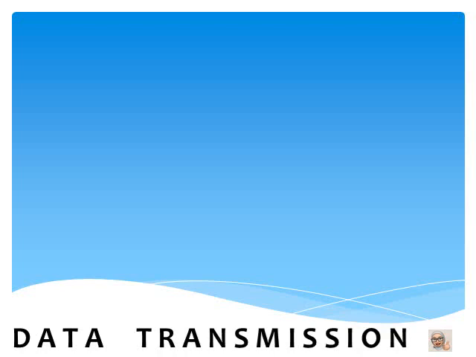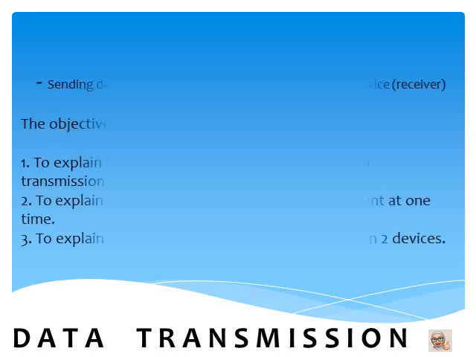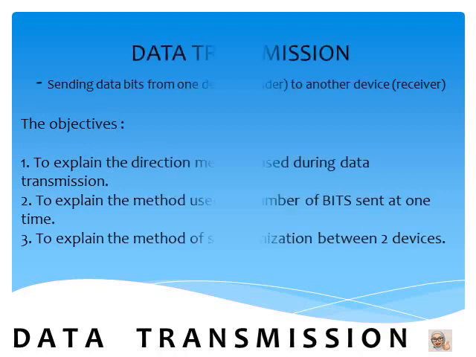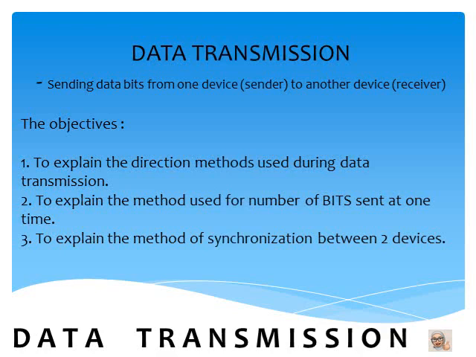The lesson's main topic is data transmission under computer communication. The objectives of this lesson are: 1. To explain the direction methods used during data transmission. 2. To explain the method used for the number of bits sent at one time. 3. To explain the method of synchronization between two devices. Let's begin with the lesson.